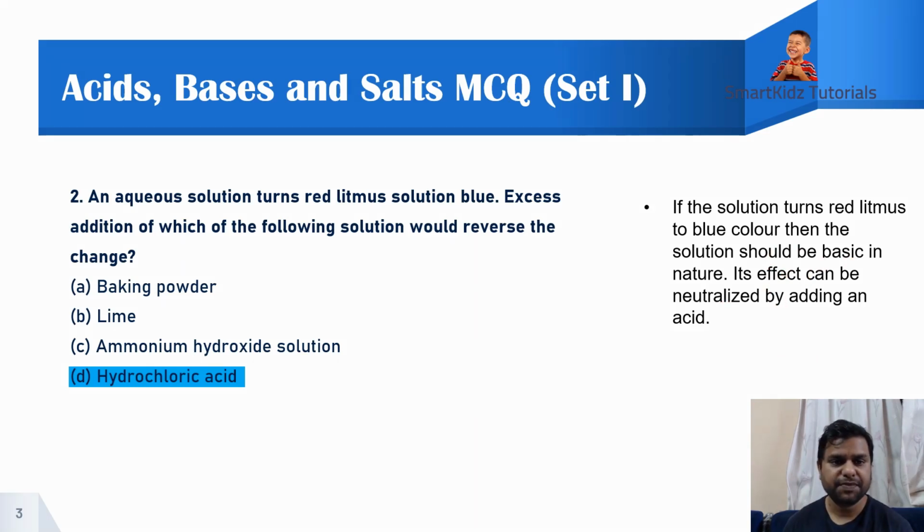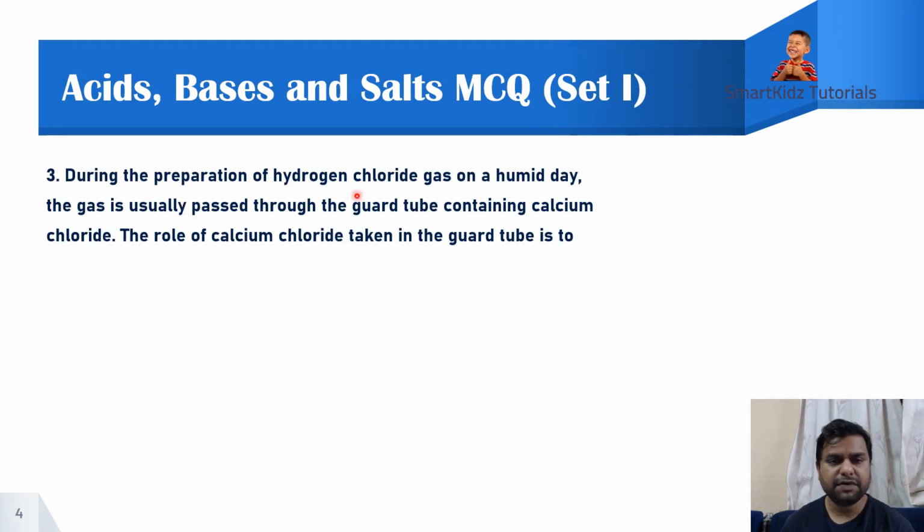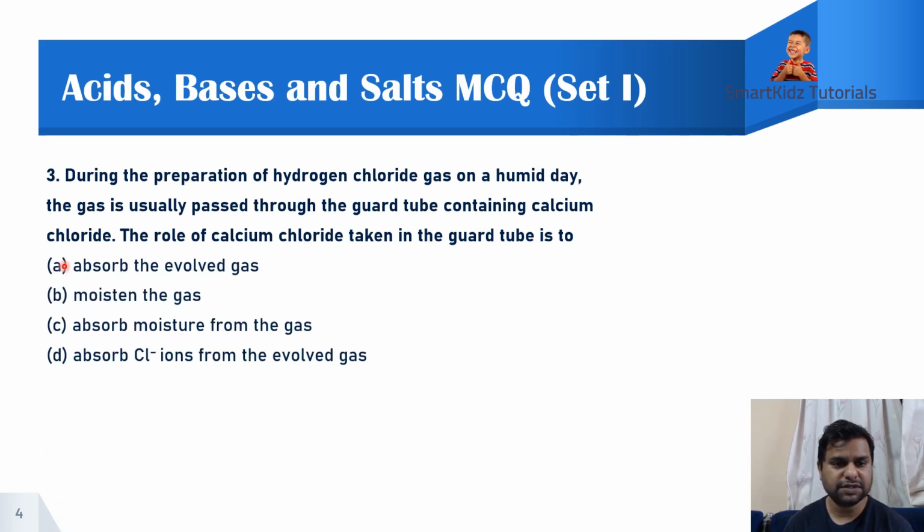Next question. During the preparation of hydrogen chloride gas on a humid day, the gas is usually passed through a guard tube containing calcium chloride. The role of calcium chloride taken in the guard tube is to, let's look at the choices: absorb the evolved gas, moisten the gas, absorb moisture from the gas, absorb chlorine ions from the evolved gas. The correct answer is C, absorb moisture from the gas.